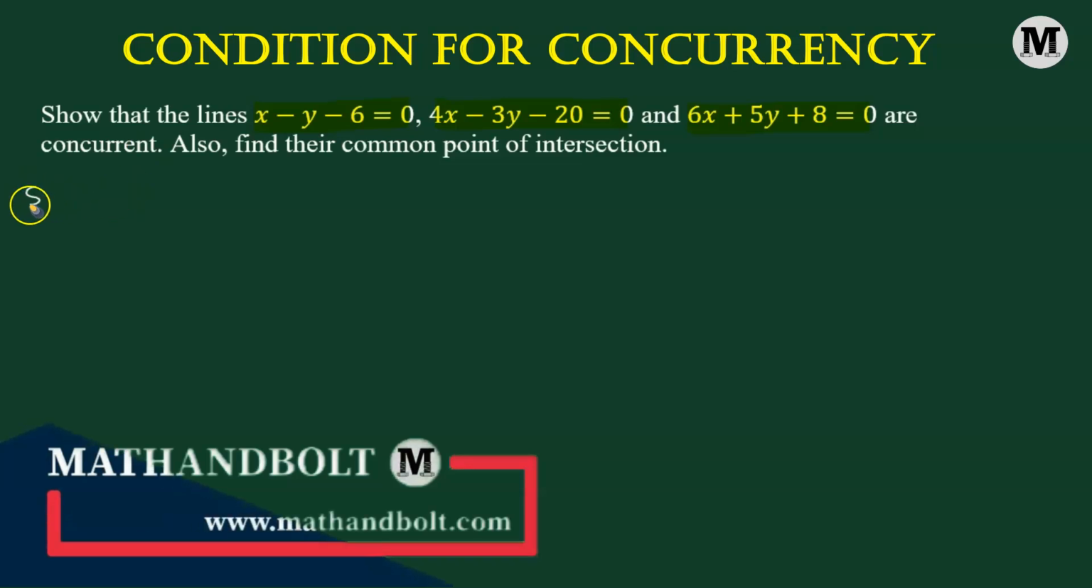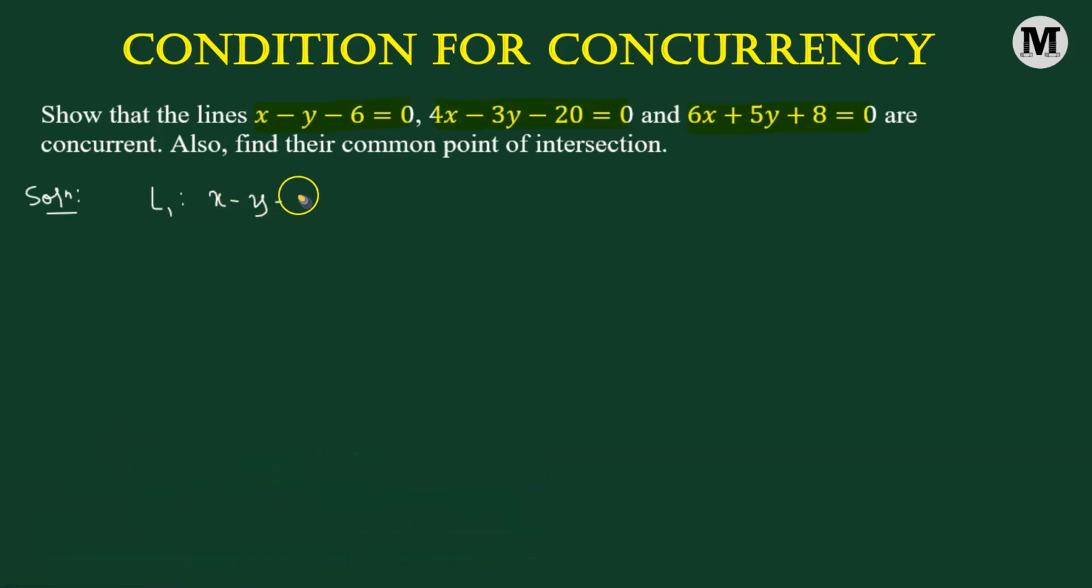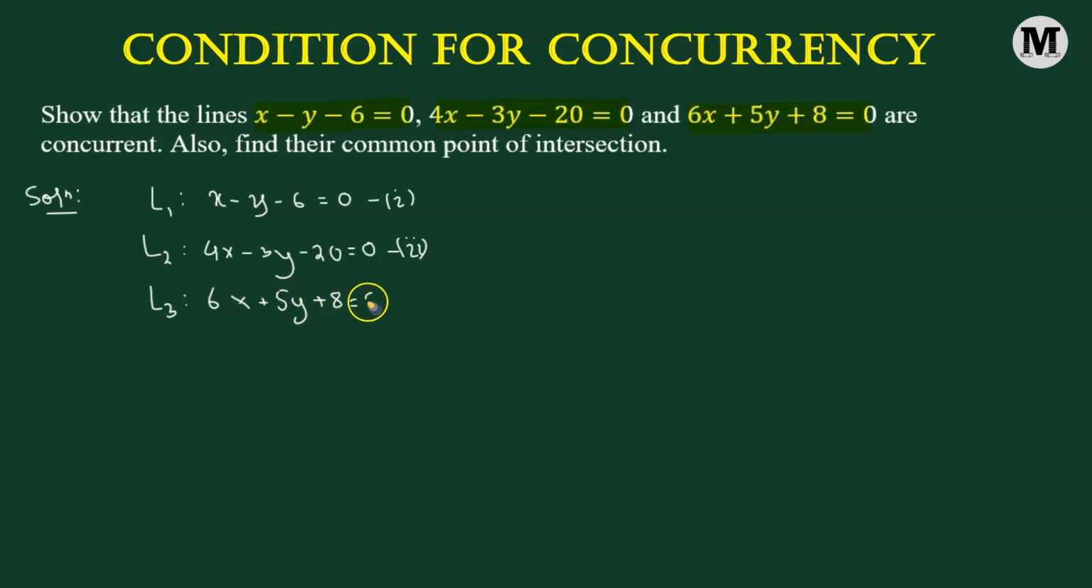Okay, let us begin. So first, we're going to name each of the three equations. Let's say L1 represents the equation of the line x minus y minus 6 equals 0. We're going to label this as number 1. Then we have line 2. Let's say line 2 is denoted by the equation 4x minus 3y minus 20 equals 0. Let's label this as number 2. And then we have the third line L3. L3 is given by 6x plus 5y plus 8 equals 0. So this is our third equation of the line.